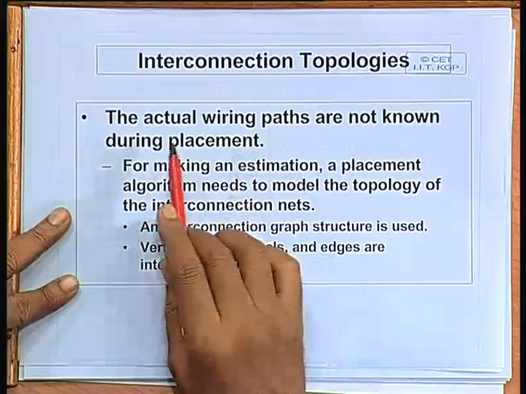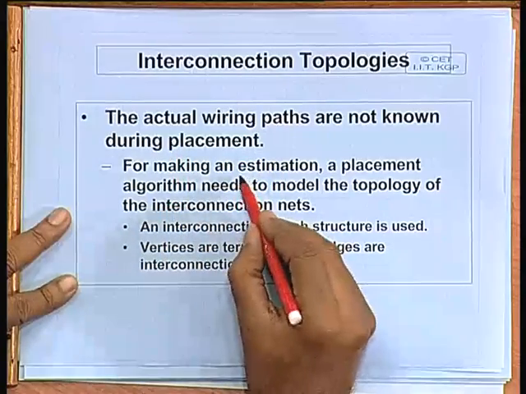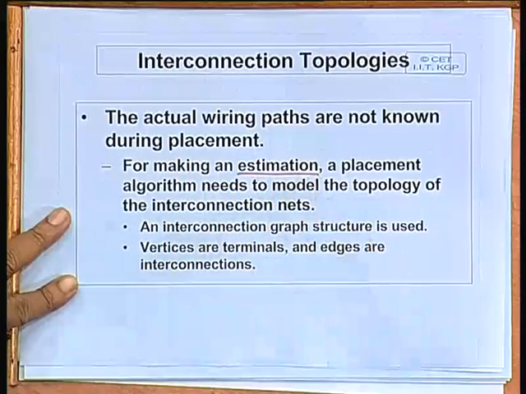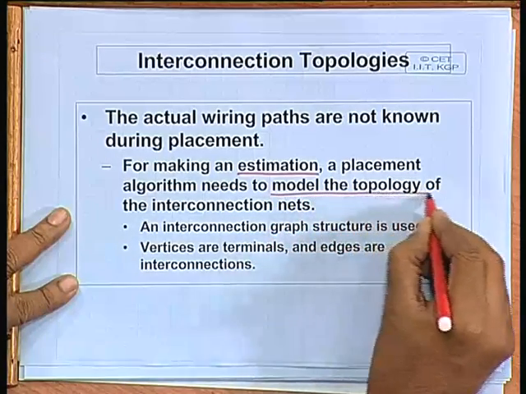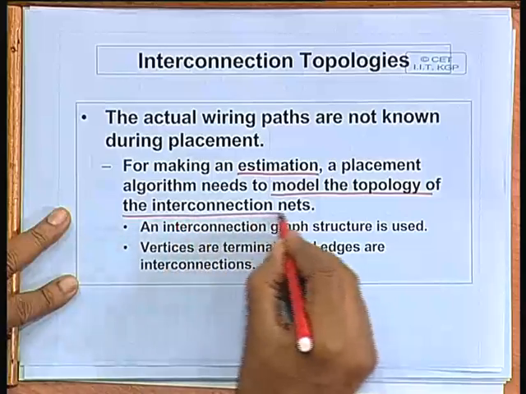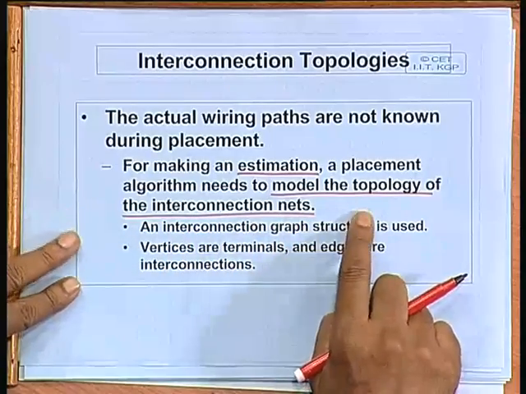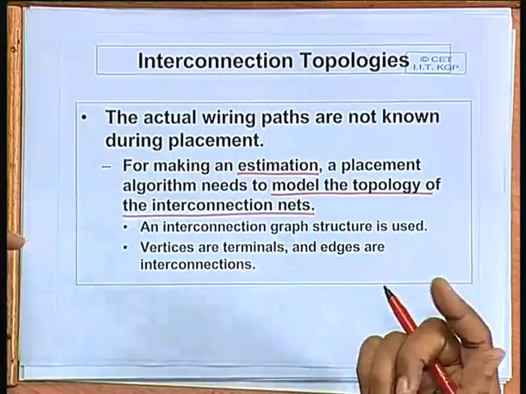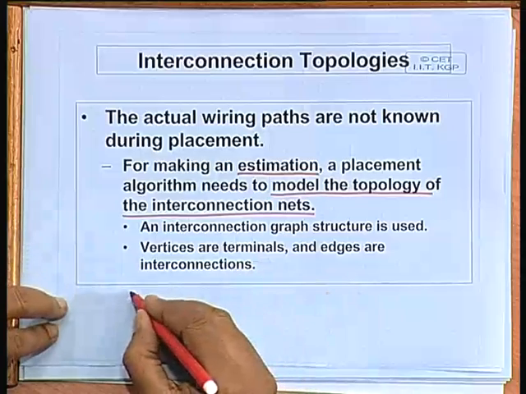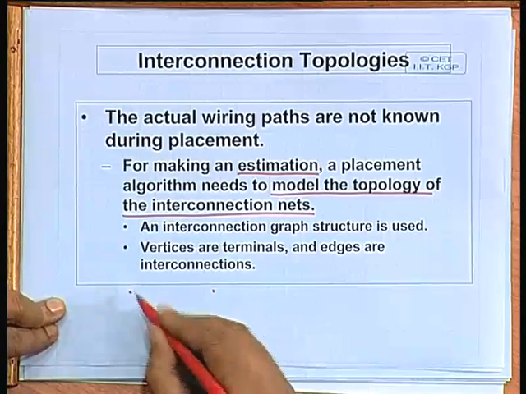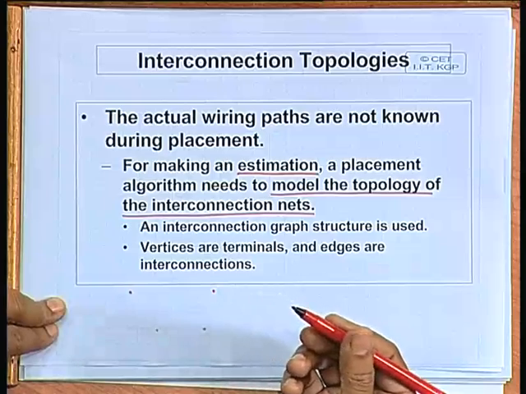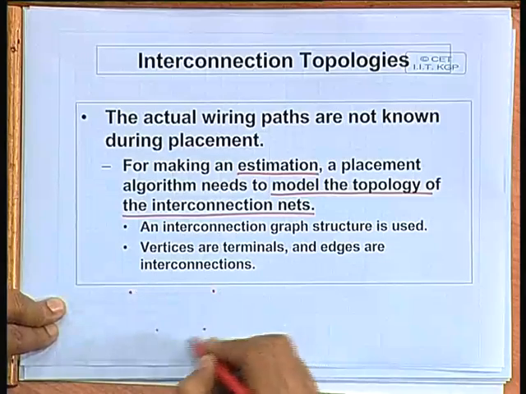Fine. So, in order to make the estimate, which means we do not know the actual wiring path, we want to make a good estimate. To do that, we model the topology of the interconnection nets. This is important. Interconnection nets means, again I am telling you, it is just a sequence of pins on the surface of the blocks. This will constitute a net number, say I. You will have to connect them.